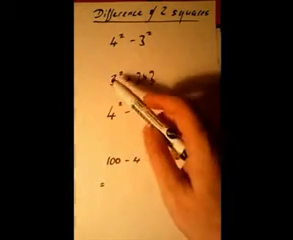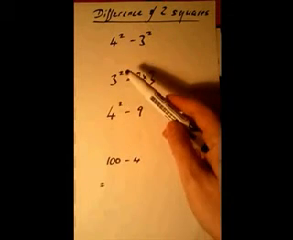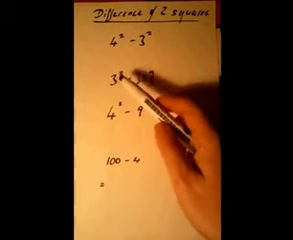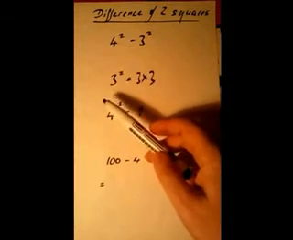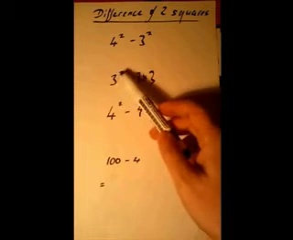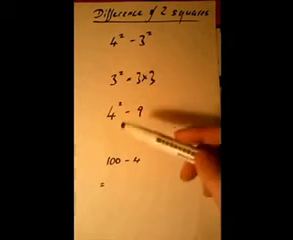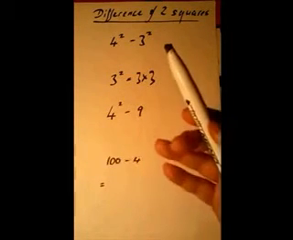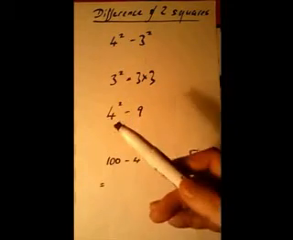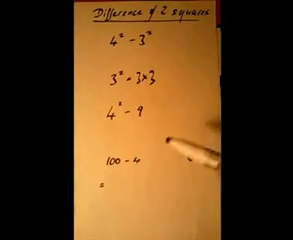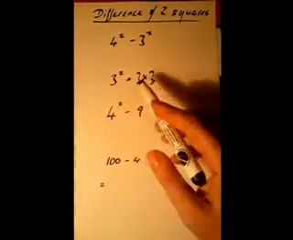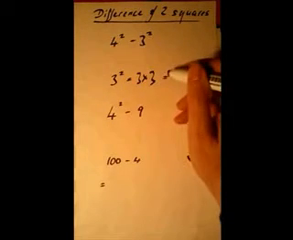Some of you may not know what squared means, so I'm just going to briefly talk about that. Any number squared is that number multiplied by itself. So for example, 3 squared is 3 times 3. 4 squared would be 4 times 4. 5 squared would be 5 times 5, and so on. Okay, so in this case, 3 squared is equal to 3 times 3, which is equal to 9.